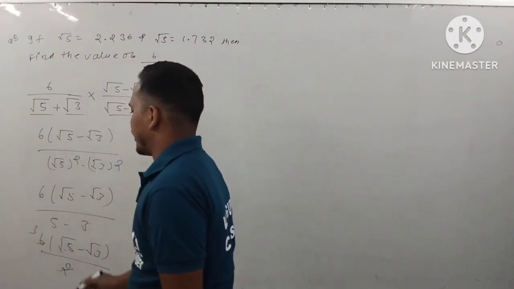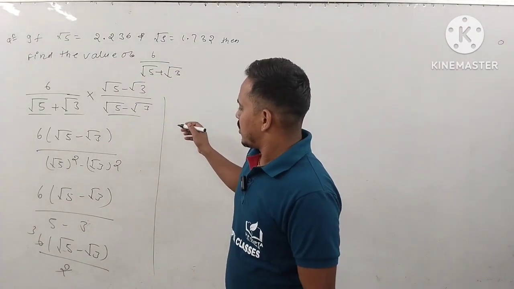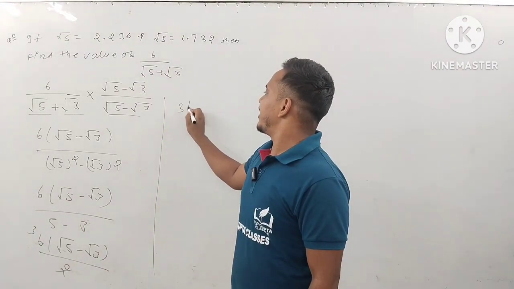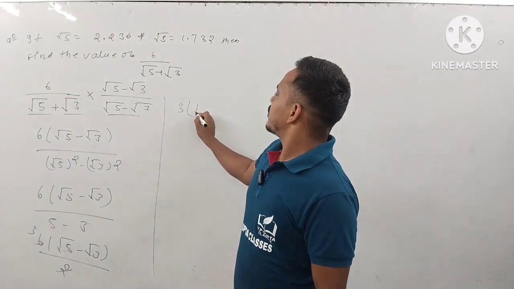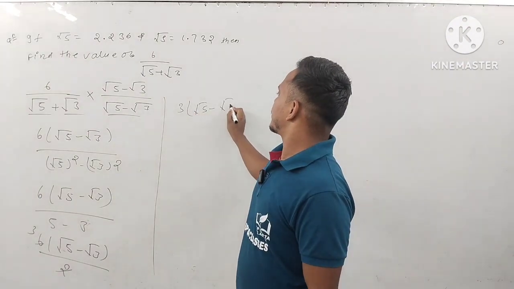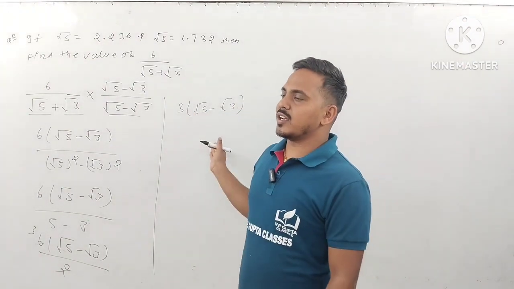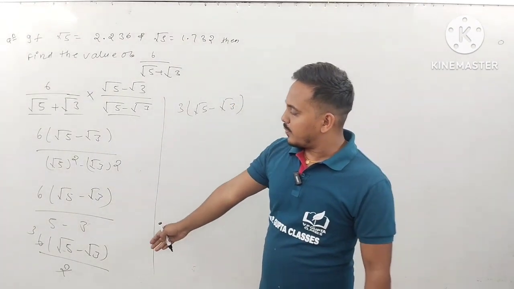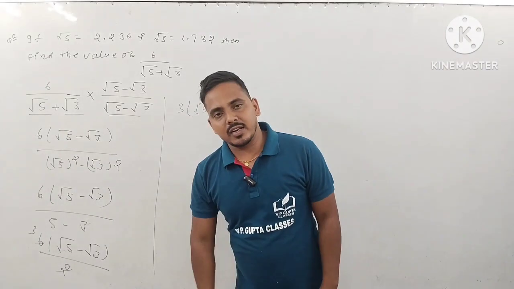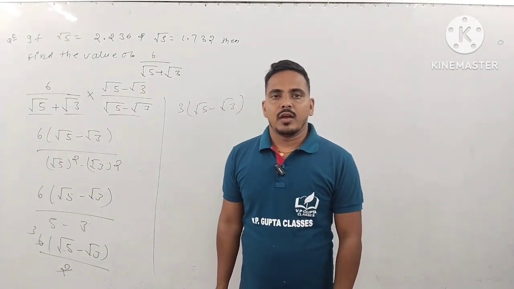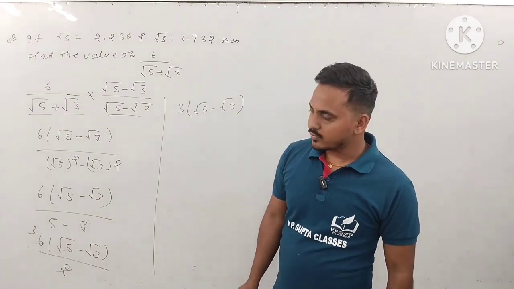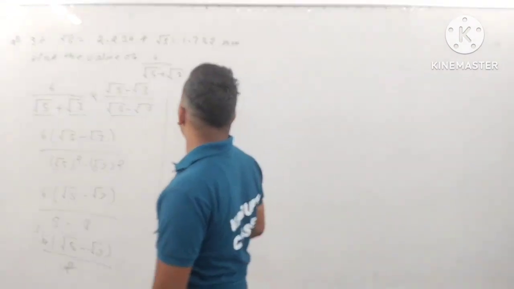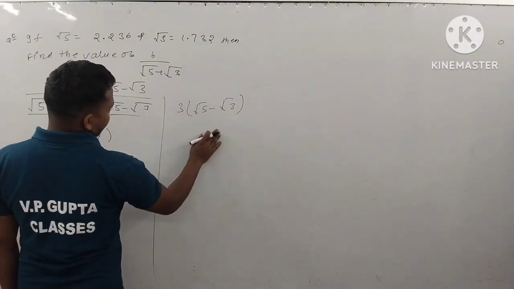Now we can write 3 into under root 5 minus under root 3, okay. This is the generalized form. This is the generalized form because the denominator has been rationalized. Okay, now we put the value of these two terms and get the result.